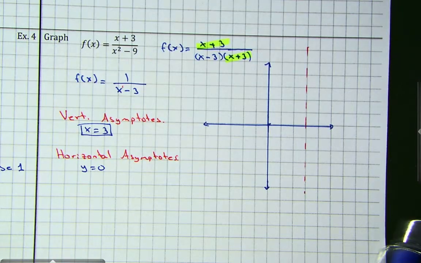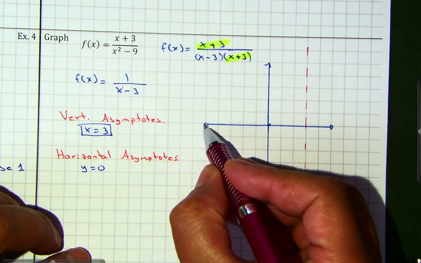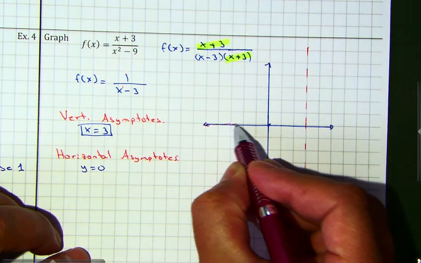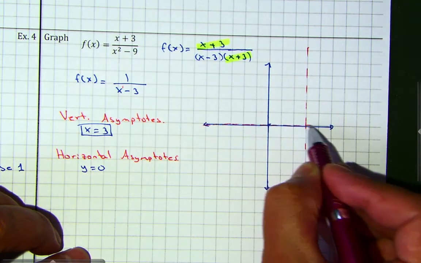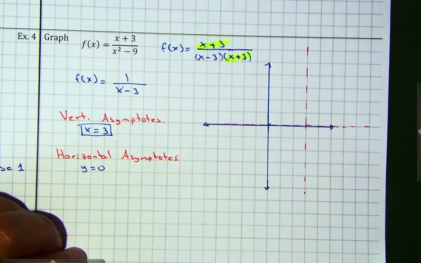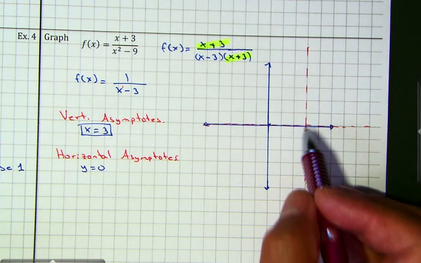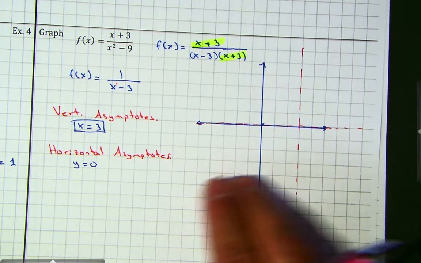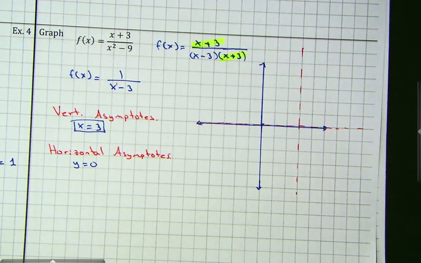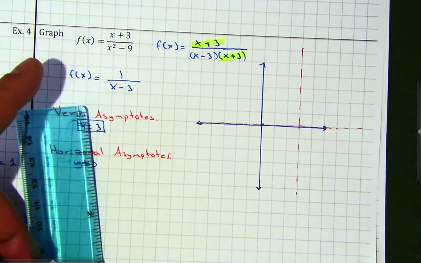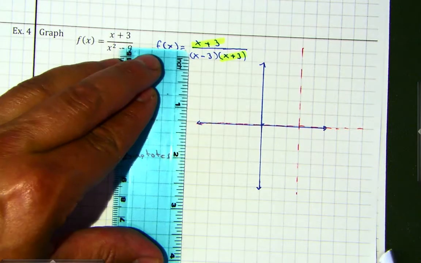So therefore, my horizontal asymptote will be at the x-axis. And now we're just going to make a quick table of values. I'm going to plug in values to the right, values to the left. Go ahead, pause it, and see what your graph looks like. You got it? So in this case, make a quick table of values.